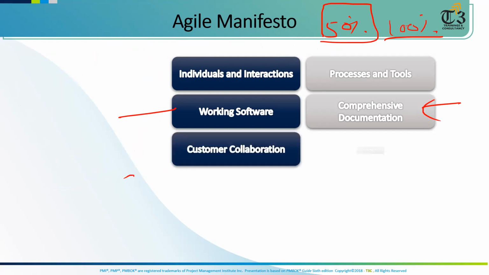The third manifesto value says customer collaboration is more important than contract negotiation. All of you have been professionals working in your careers for more than 3 or 5 years. So you know, if you negotiate with anyone, whether in personal life or professional life projects, do you think you will get the same quality that you could get without negotiating?